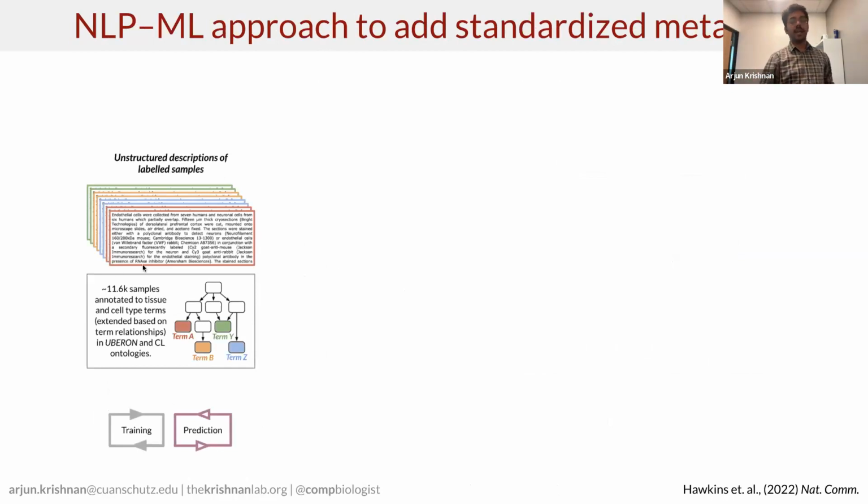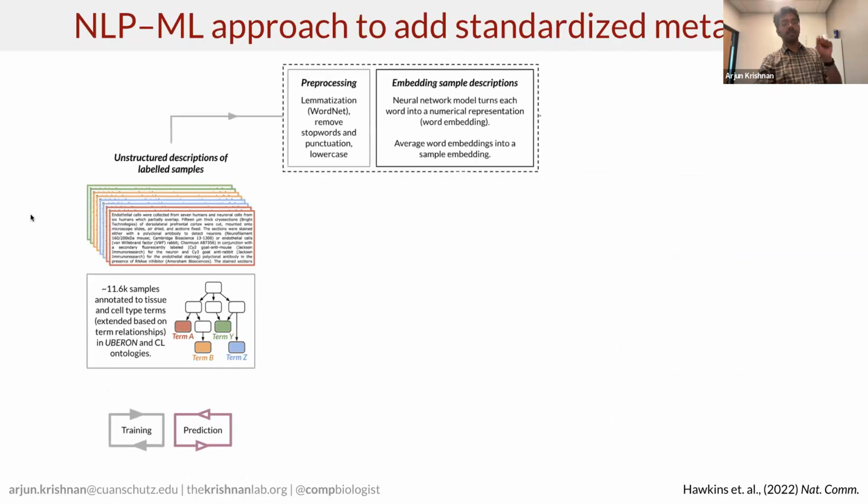We actually went ahead and manually curated nearly 12,000 samples that we obtained from GEO to various tissues in the body from which the samples were obtained, by reading the description. Okay. And now we have essentially labeled samples and their unstructured descriptions. So that's what I'm showing you on the left.